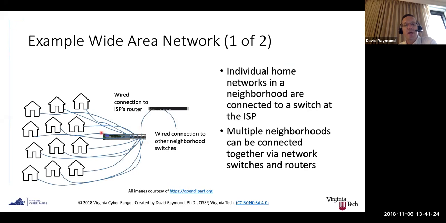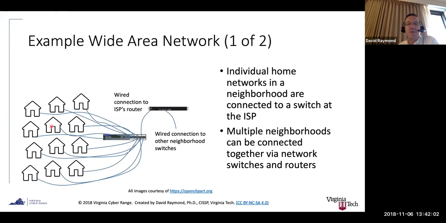And so this is a network switch, and this isn't going to be sitting out on the street somewhere. Obviously, this is going to happen probably back at the cable company. So the cables coming from all the homes are going to get aggregated in neighborhoods, and then there's going to be a higher bandwidth cable that gets the traffic back to the cable company, but you'll have multiple homes in a neighborhood connected to a network switch. So individual home networks in a neighborhood are connected to a switch at the ISP, and then multiple neighborhoods can be connected together via network switches and routers.